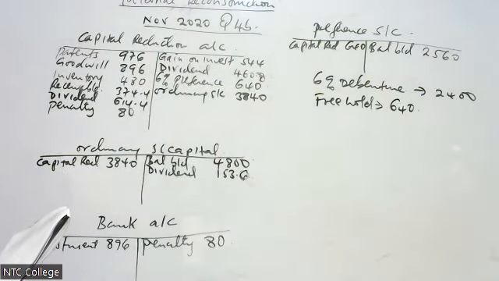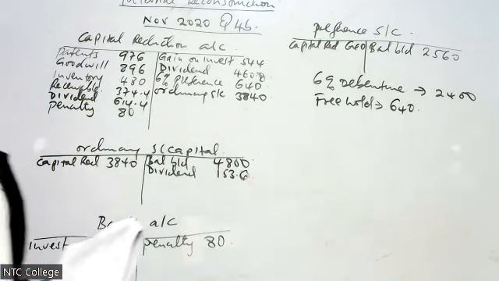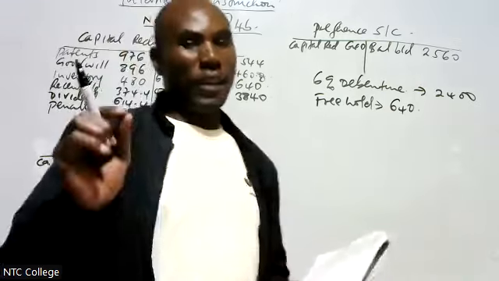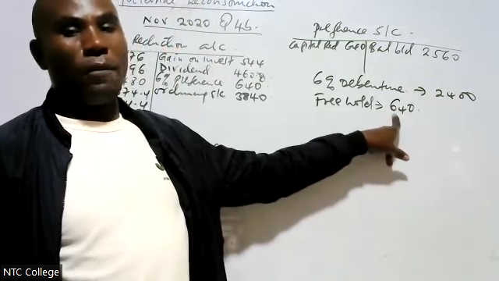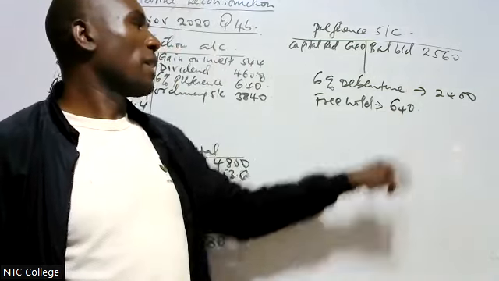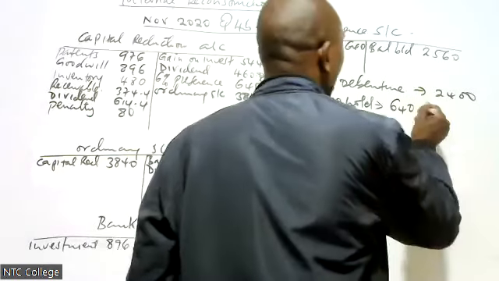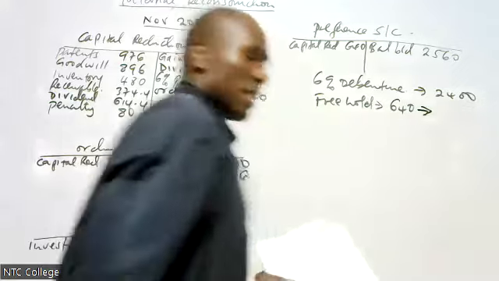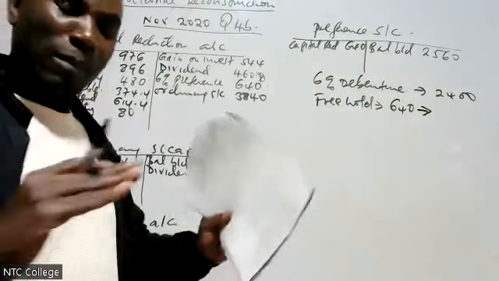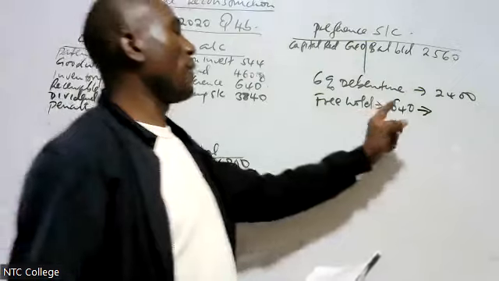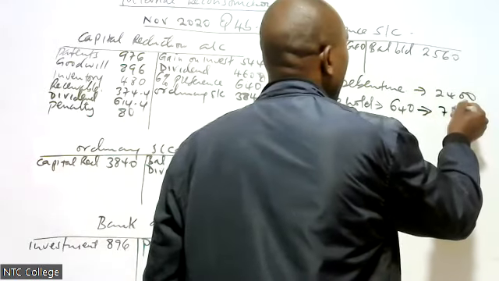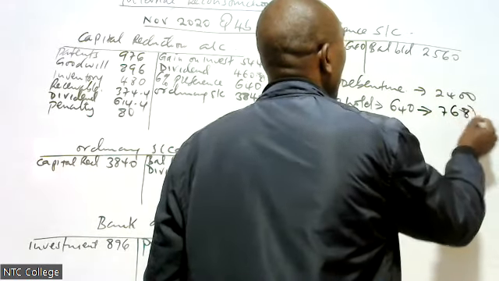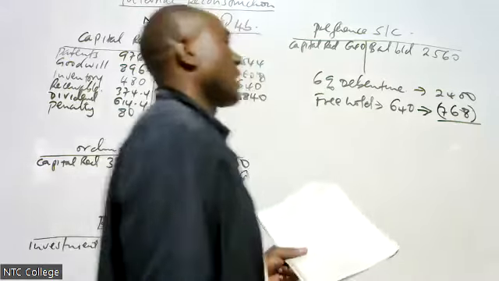Listen very carefully, that note is very tricky. We are going to give them freehold. The value of the freehold in our books is 640. When we remove it from our books, we remove it as 640. But when we go to pay the loan, we take it as 768. We reduce the loan by 768.